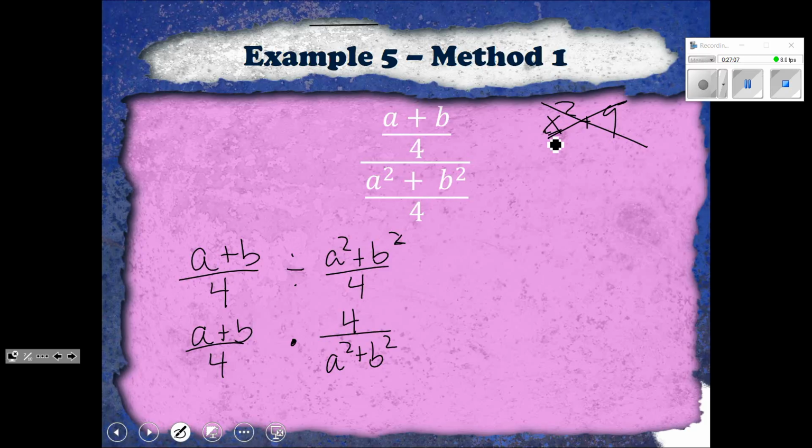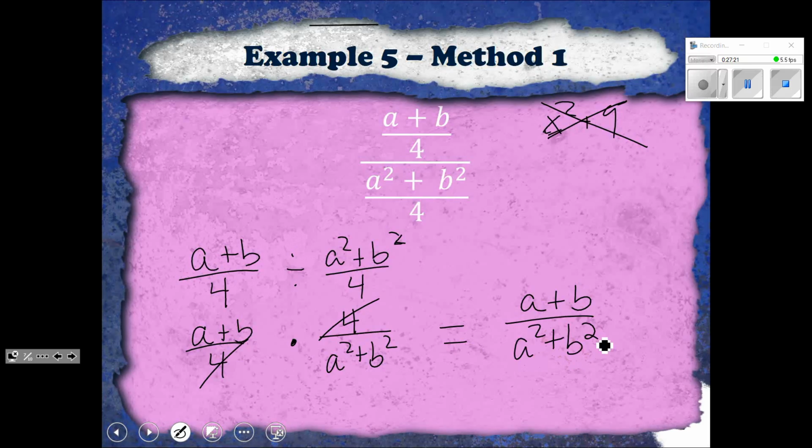So at this point in time, let's just cancel and smush it together. What can cancel? 4 and 4. And what will I have left? A plus B over A squared plus B squared. Can I cancel one of these A's with one of those A's? And one of these B's with one of these B's? Why or why not? And explain, please.